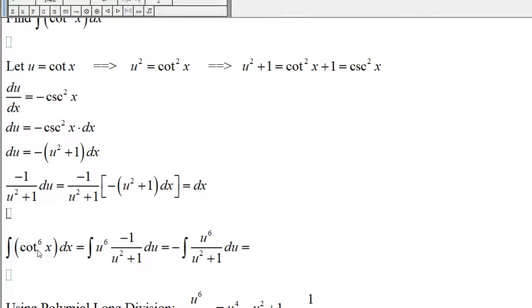The integral of cotangent of x to the 6 now becomes u to the 6, since u is cotangent of x. dx is negative 1 over u squared plus 1. Now we get negative times the negative, and then the integral of u to the 6 divided by u squared plus 1.